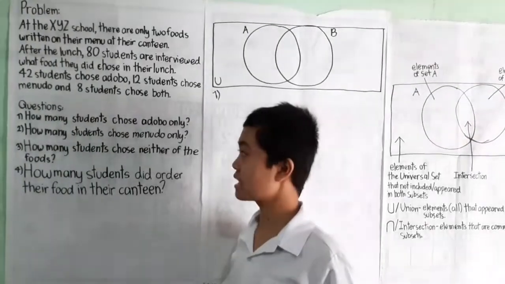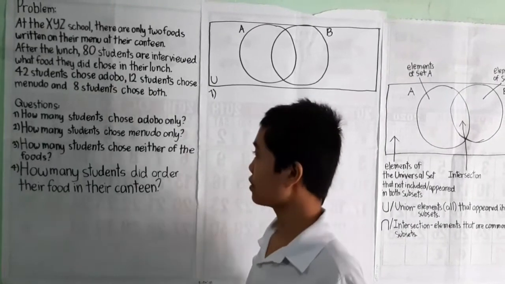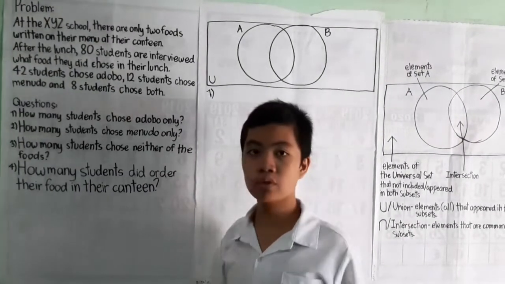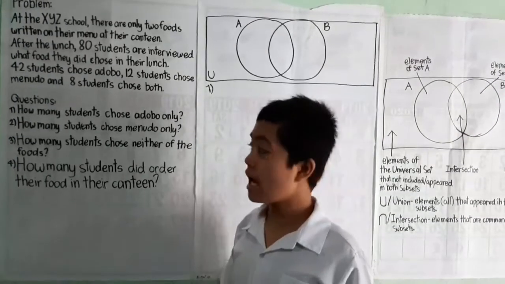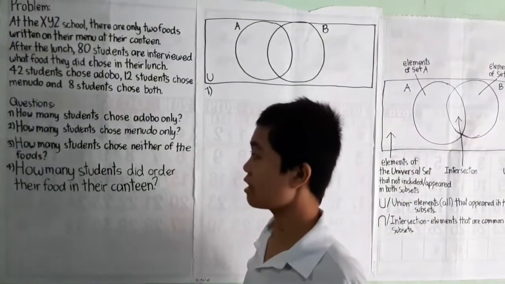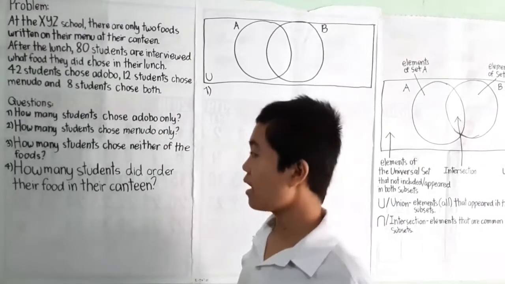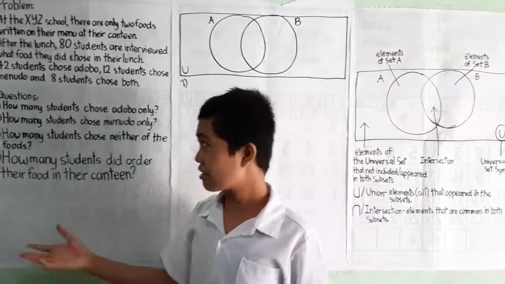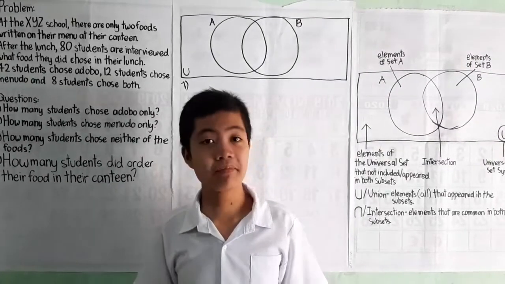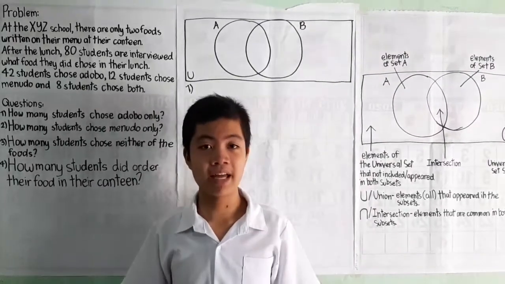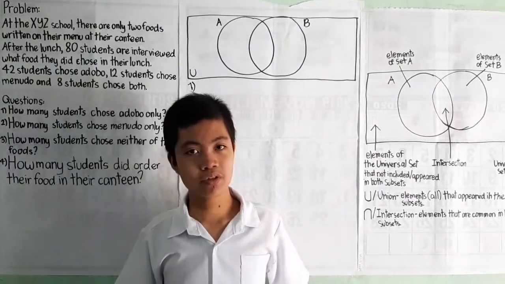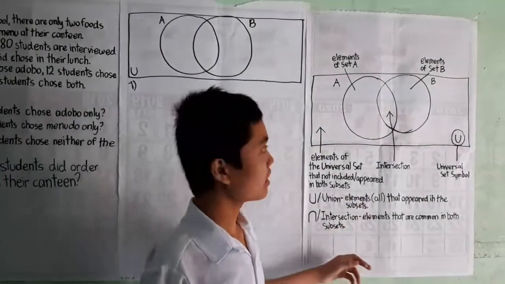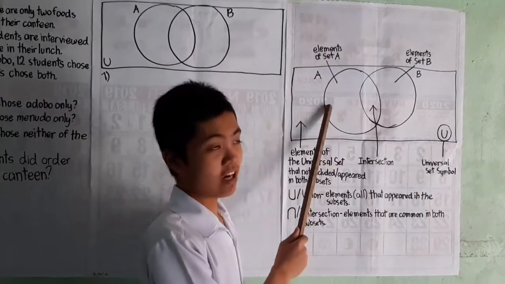Now, the questions are: number 1, how many students chose adobo only? Number 2, how many students chose menudo only? Number 3, how many students chose neither of the foods? And number 4, how many students ordered their food in the canteen? Now, try to solve these questions and present them using a Venn diagram. To help you solve these questions, I have some guides here. So this is the Venn diagram.